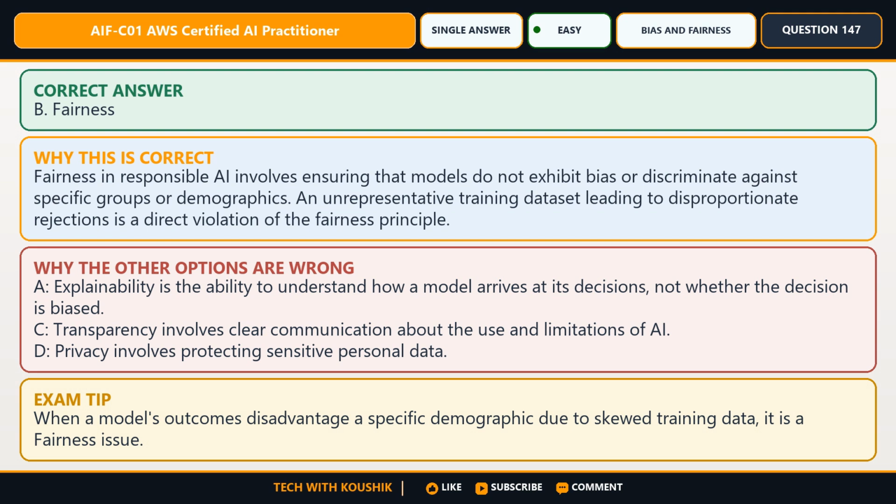Here is how to rule out the alternatives. A. Explainability is the ability to understand how a model arrives at its decisions, not whether the decision is biased. C. Transparency involves clear communication about the use and limitations of AI. D. Privacy involves protecting sensitive personal data. Remember this decision rule: when a model's outcomes disadvantage a specific demographic due to skewed training data, it is a fairness issue.